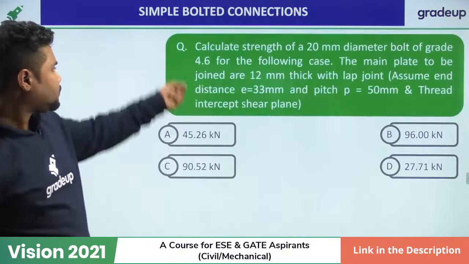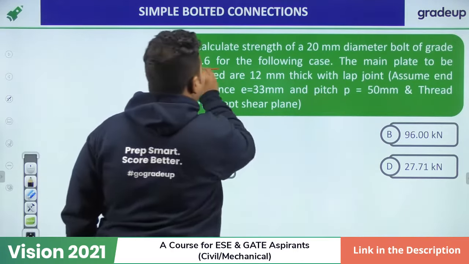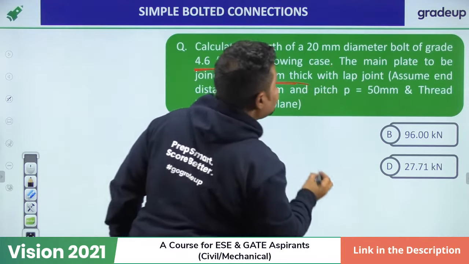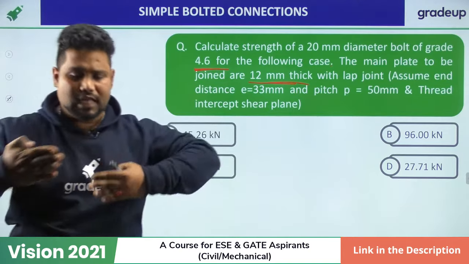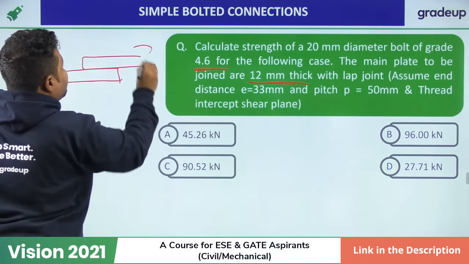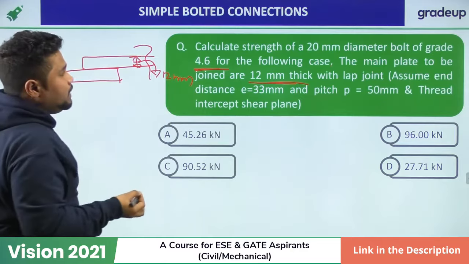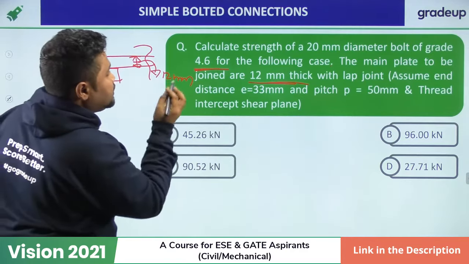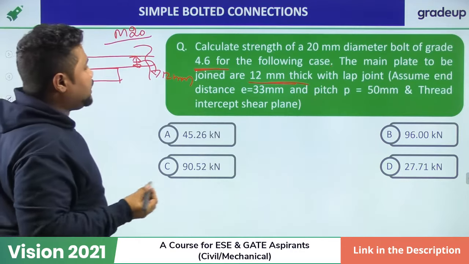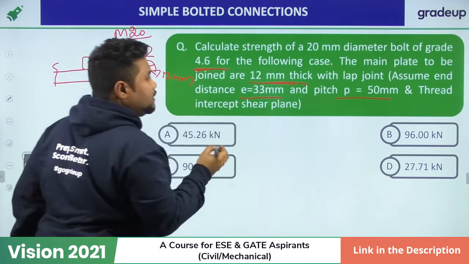Now coming to the next question: calculate the strength of a 20 mm bolt of grade 4.6 for the following case. The main plates to be joined are 12 mm thick with a lap joint. So two main plates are there, one kept over the other in this way, and the thickness of this plate is 12 millimeter. M20 is the diameter of the bolt, and they had given edge distance, pitch and everything.